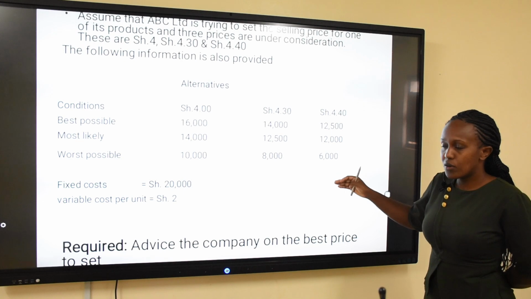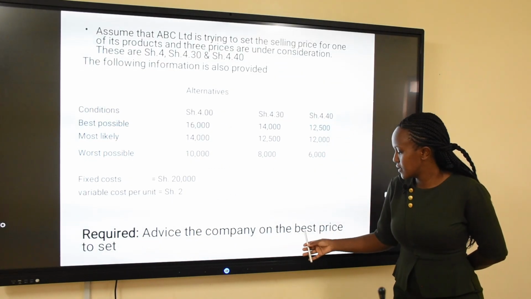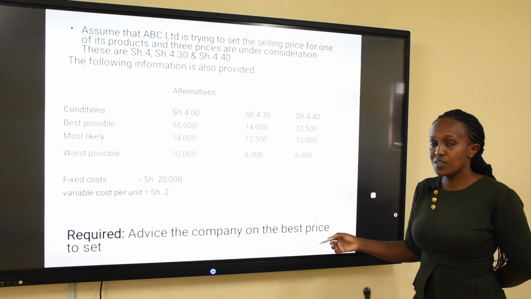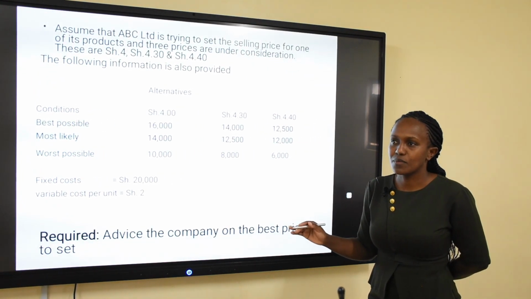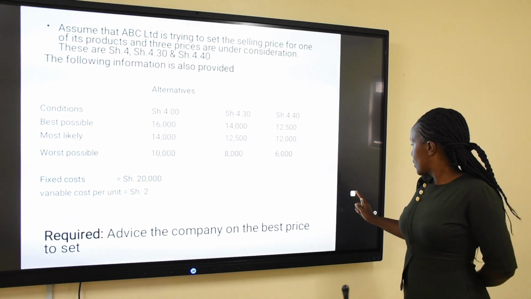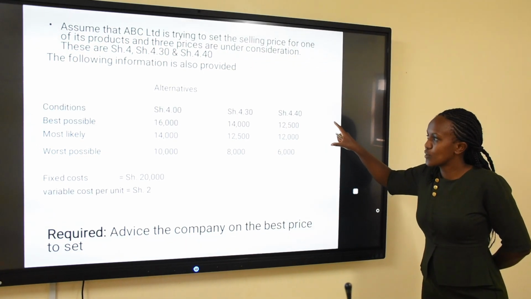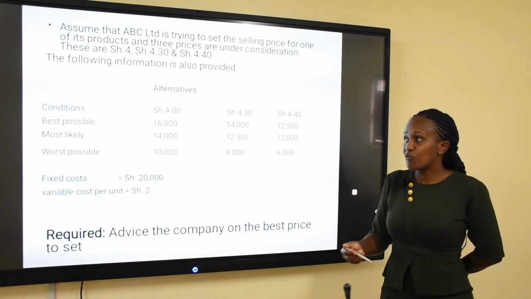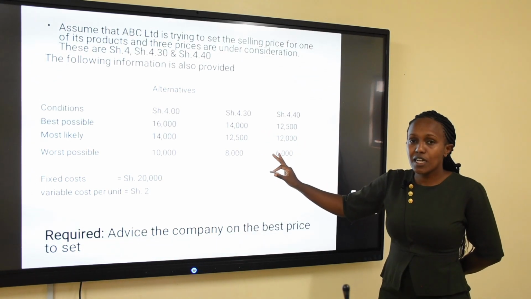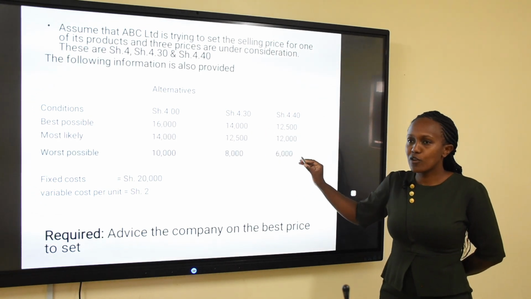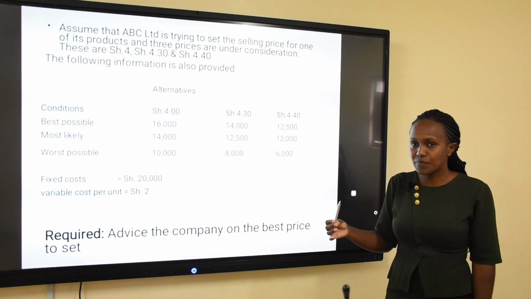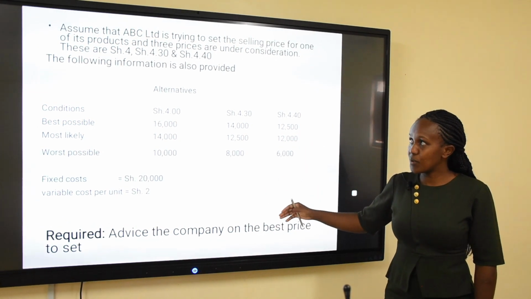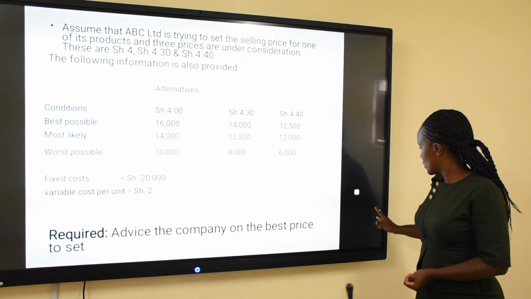What is required of us is to advise the company on the best price to set. So we are at the point whereby we want to choose one of the alternatives given here based on the criteria that we have highlighted. For us to be able to compute this question, we need first of all to develop something that we call a payoff matrix. A payoff matrix is a matrix like this, but instead of showing the number of units that can be sold, we are going to see how much profit can be earned. So we are going to prepare a table in the form of profits that can be earned. Maybe you can take some time and copy the question, or have a copy of the question, so that we can compute it.